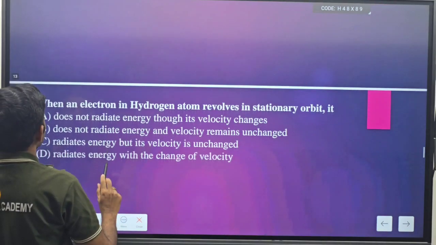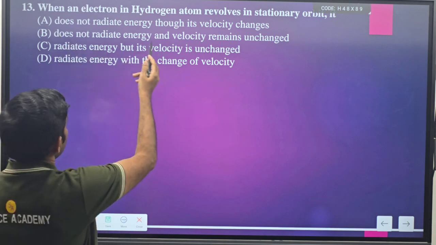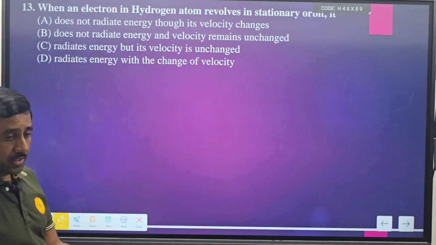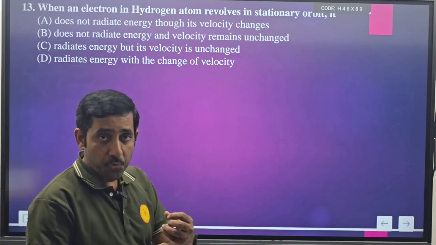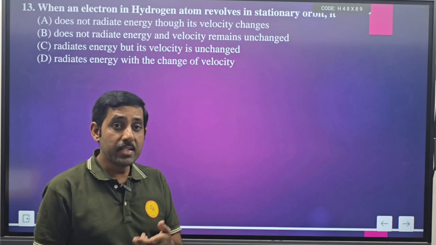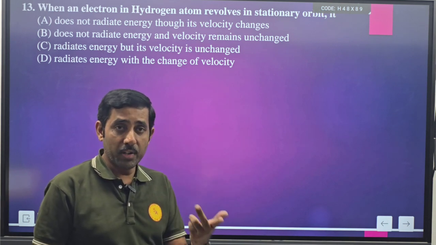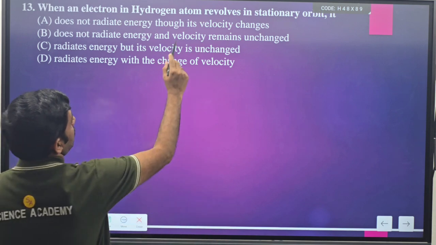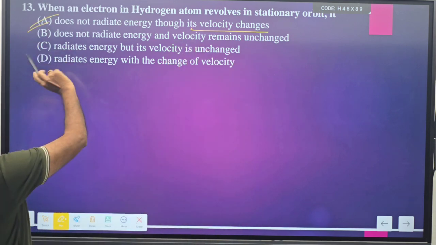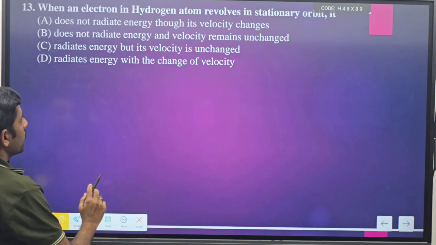Next, it's a very simple and direct question again. When an electron in hydrogen atom revolves in a stationary orbit, it revolves without emitting energy, without radiating energy, but its velocity may change. So it revolves around the stationary orbit without emitting any energy, whereas its velocity may change. So that is option A, does not radiate energy, though its velocity changes.